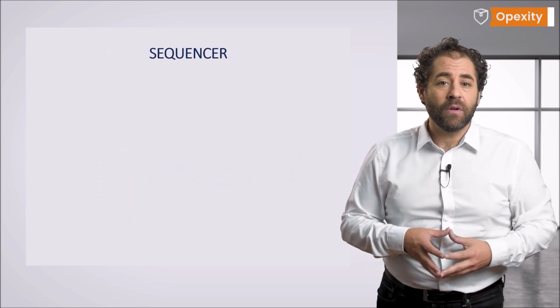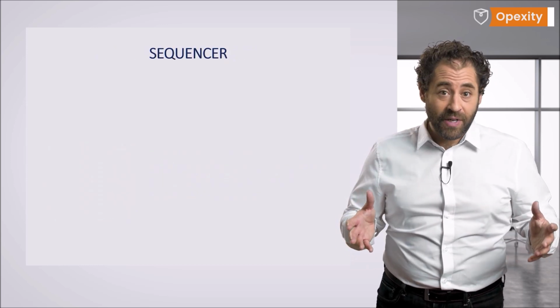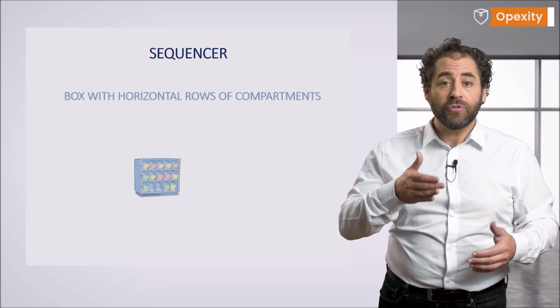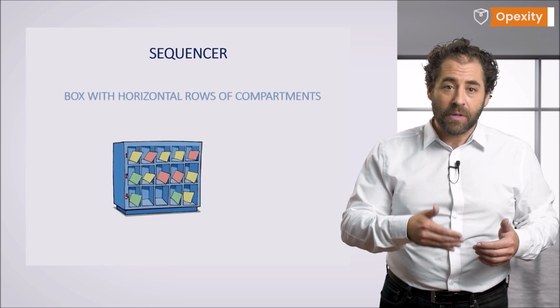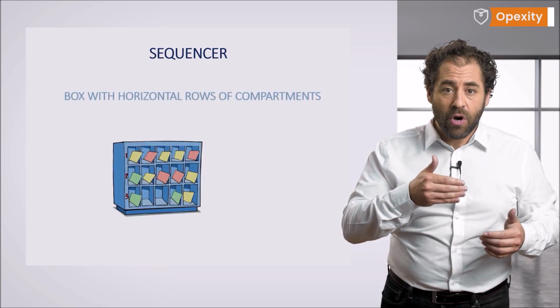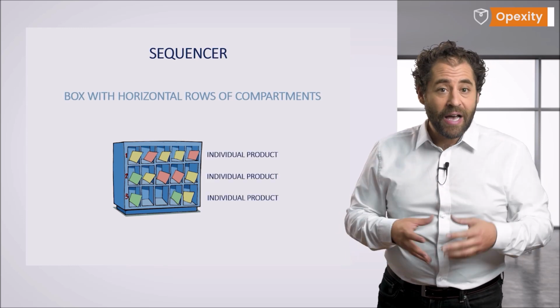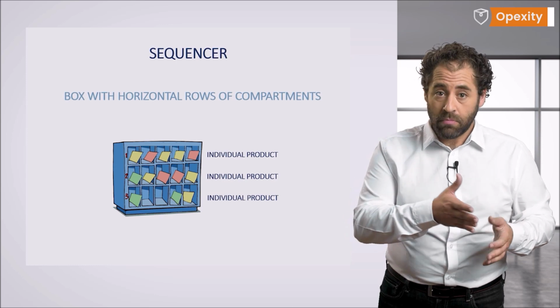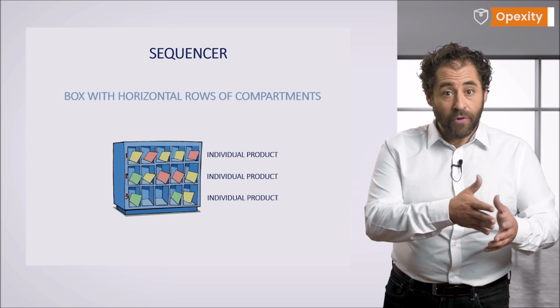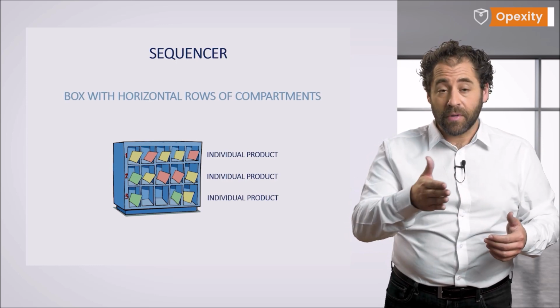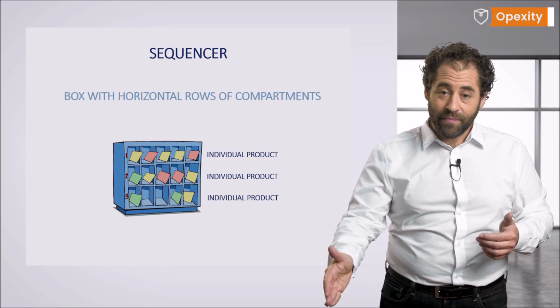A typical sequencer, that is, our box, consists of horizontal rows of compartments, where each row corresponds to an individual product. If there are 3 items in the product family, 1, 2, 3, there will also be 3 rows of compartments for each product type.